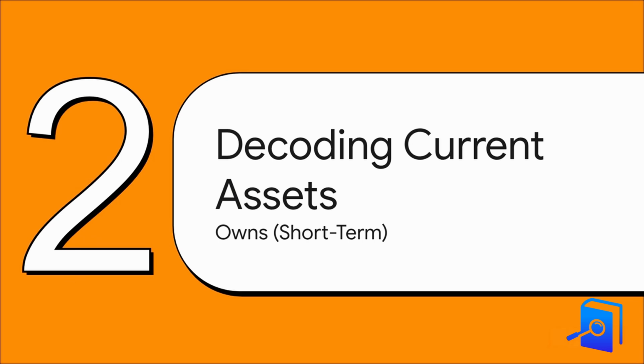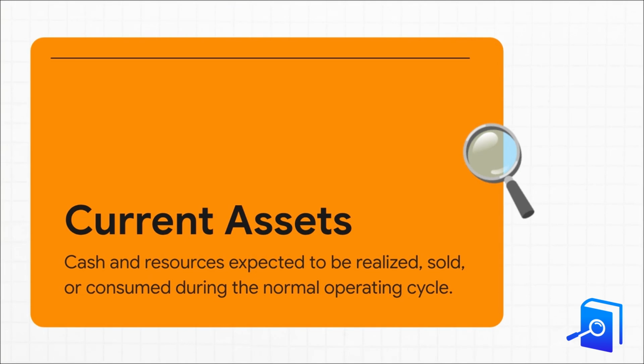So how does this snapshot actually work? Well, it all starts with what a company owns. We're talking about the resources it has on hand right now to run its day-to-day operations. The key thing here is how quickly a company can use something. A current asset is anything the company reasonably expects to turn into cash, sell, or just use up within its normal business rhythm. But of course, that begs the question, what exactly is a normal rhythm?